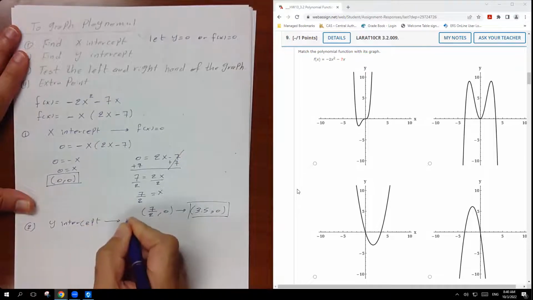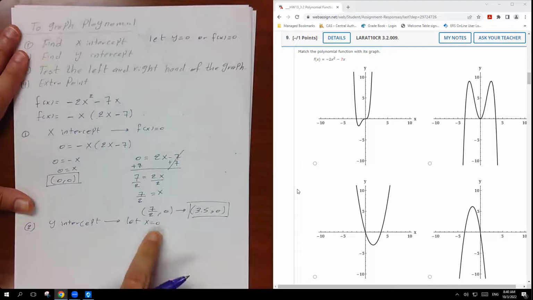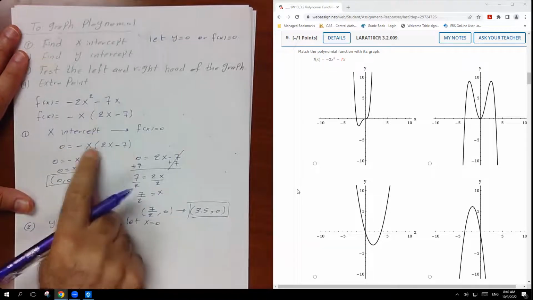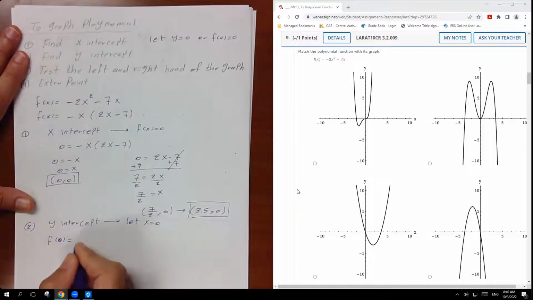We're going to let x equals 0. So I'm going to plug in 0 here, here, and here. So that means f of x, which is the y, f of 0 equals negative 0.